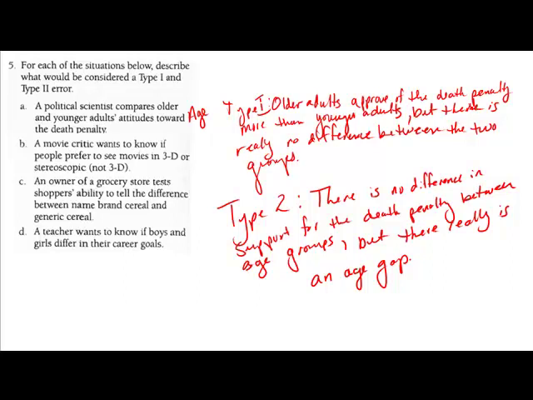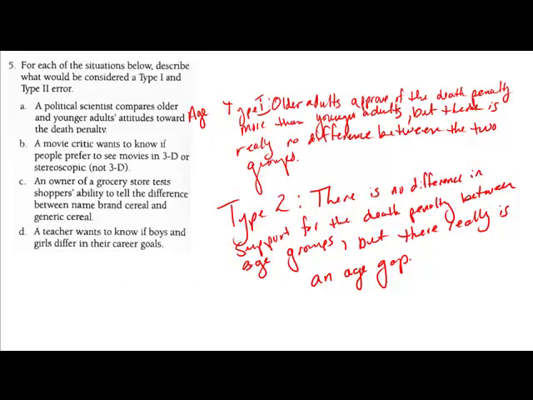C, type 1 error, people care about the name brand difference. People can taste a difference in name brand cereal over generic cereal, but they really can't. Type 2 error is people can't taste the difference between generic and name brand cereal, but they really can.